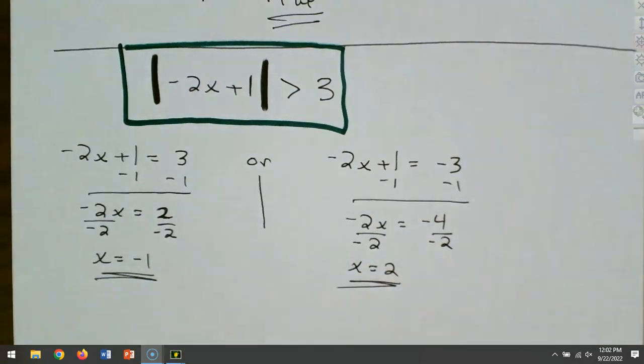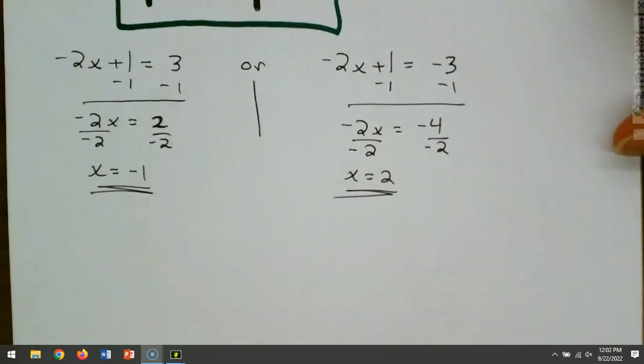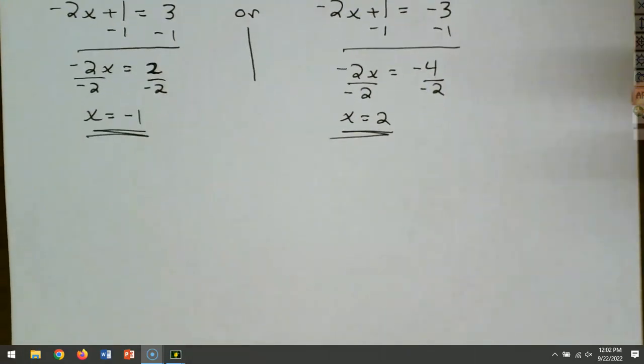I'll slow down a bit so you can get that copied down. But do you see what we did? We broke it out into the two equations. One was 3, one was the negative 3. Then we solved them out by moving things around and dividing. We got to this point. Are we done yet? No. Why not? Because it's an absolute value inequality. So now we put these on a number line.